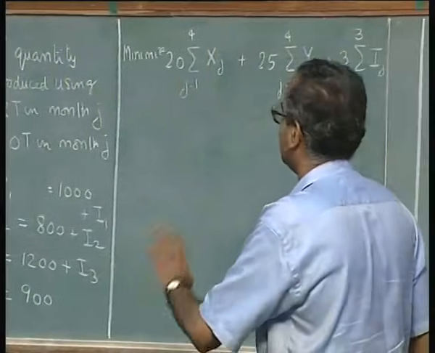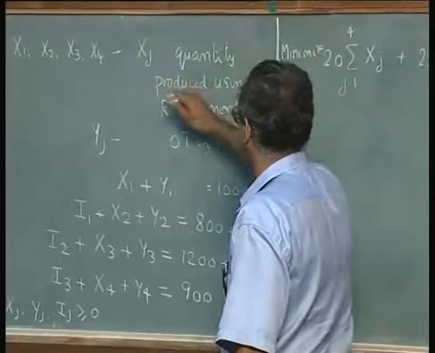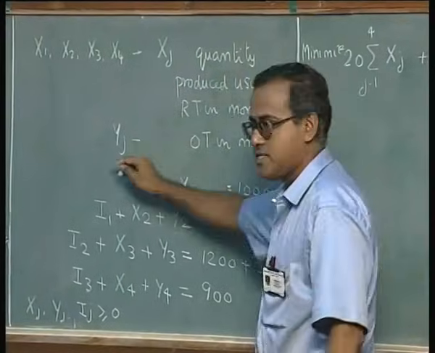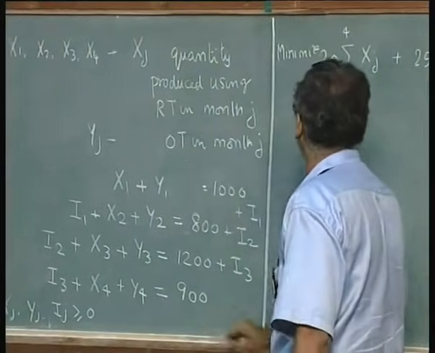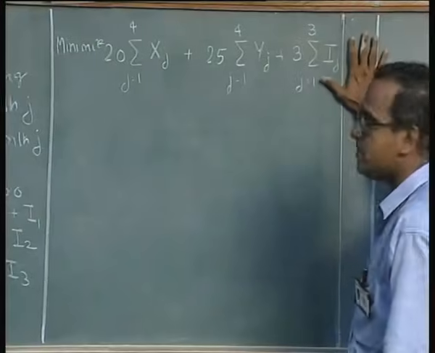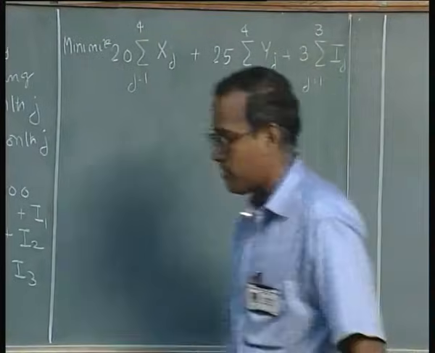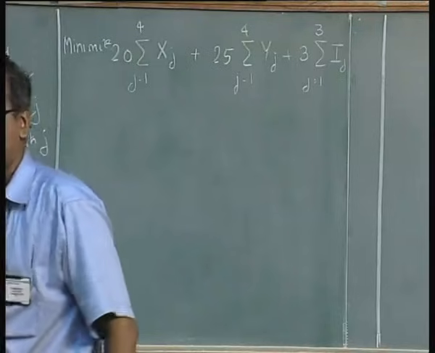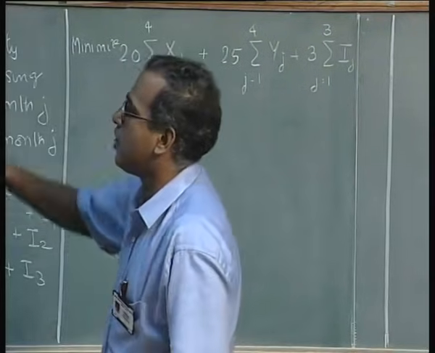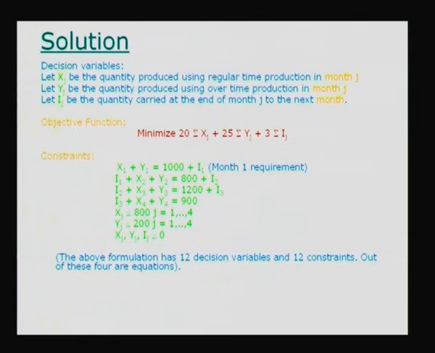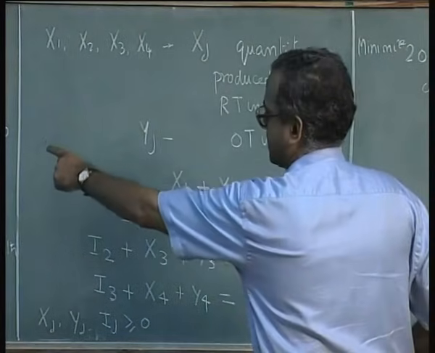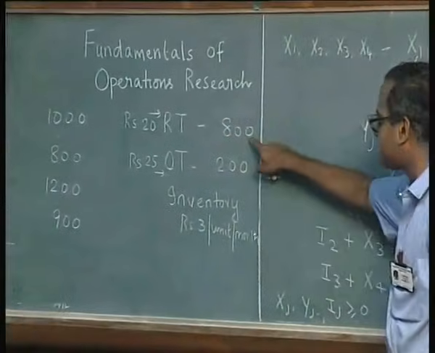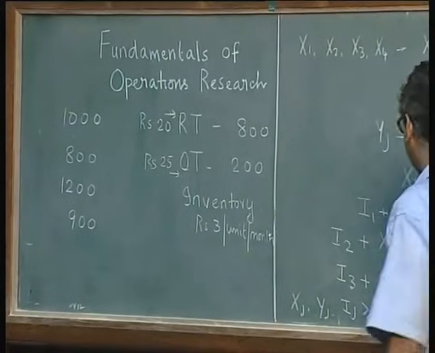Now, this formulation finds xj, which is the quantity produced using regular time in month j, and yj, the quantity produced using overtime in month j. The constraints are given here, and the objective function tries to minimize the cost. So, this is the formulation corresponding to the production planning problem. Now, as far as this problem is concerned, it has 11 decision variables. We have left out the I4, and we need to write some more constraints which I have not written right now. The regular time capacity and the overtime capacity are also given here. So, we need to write these constraints.